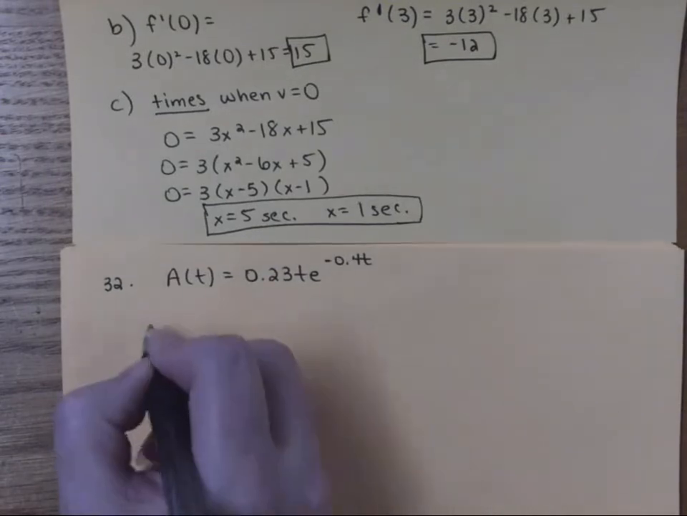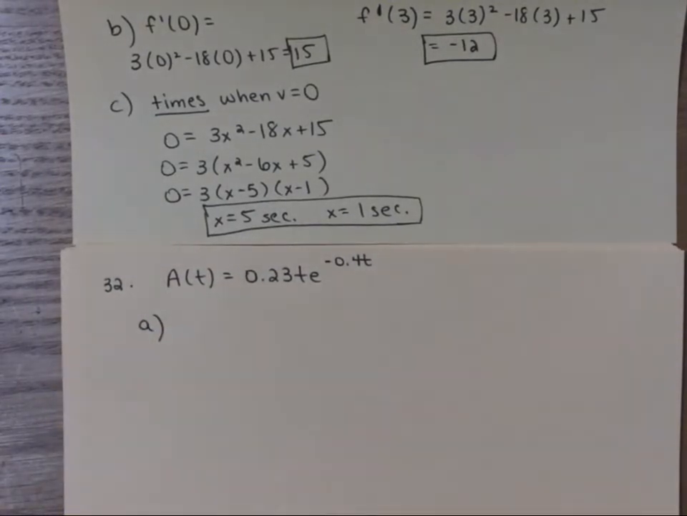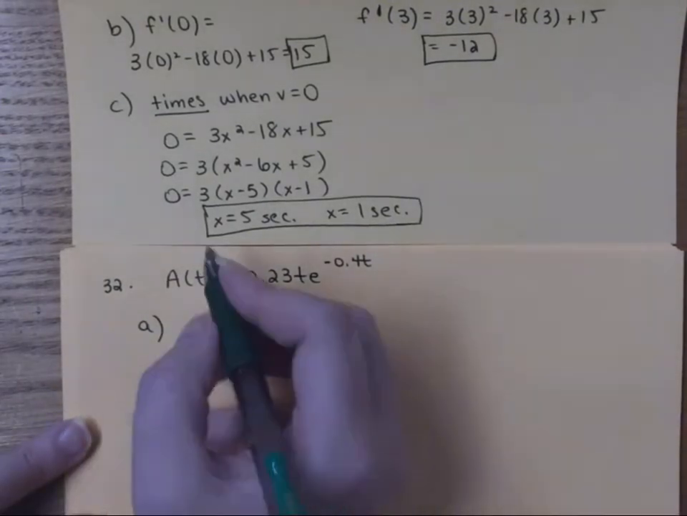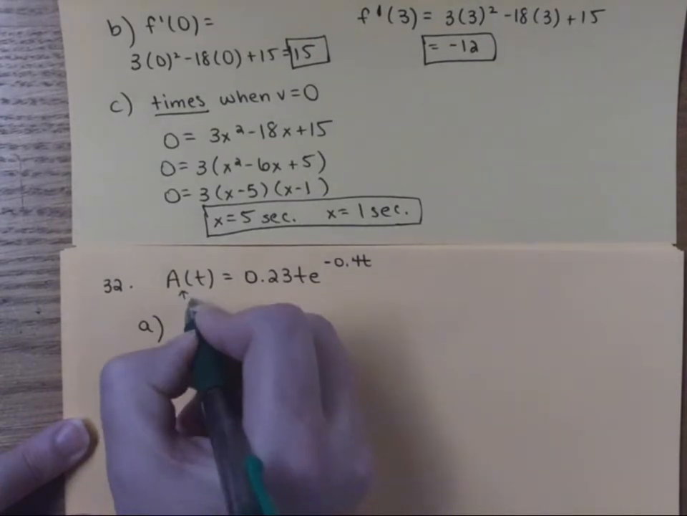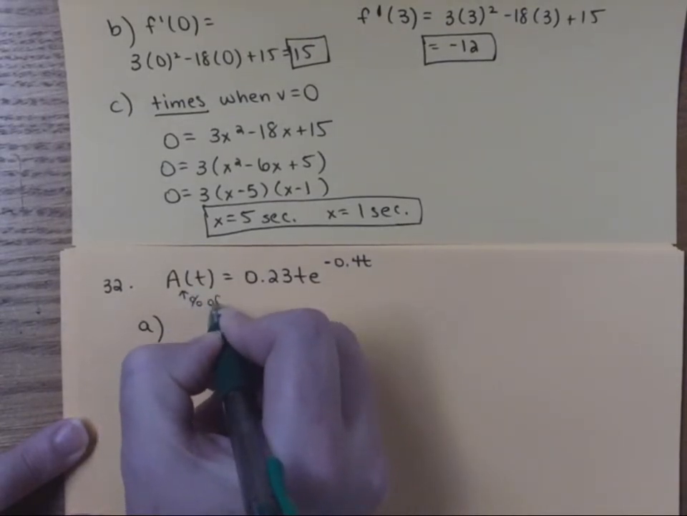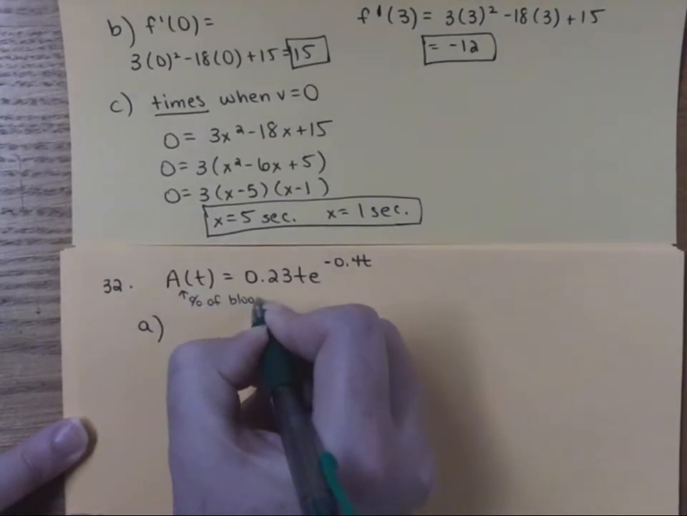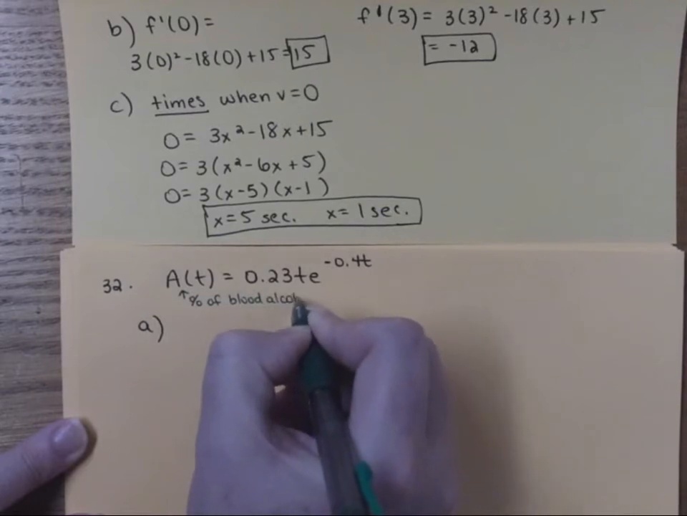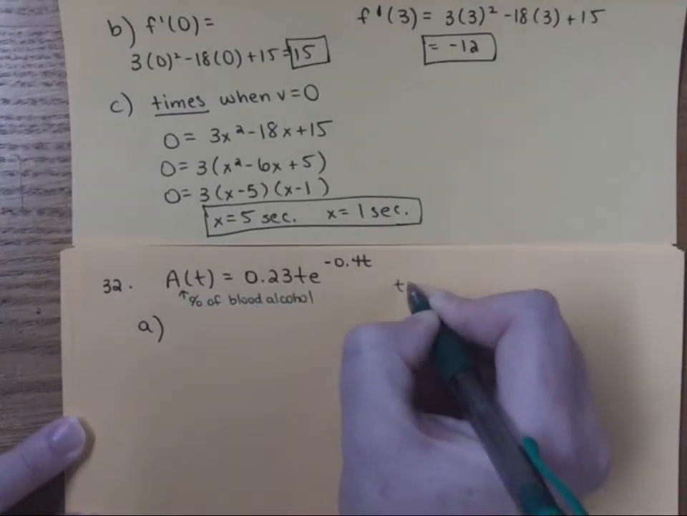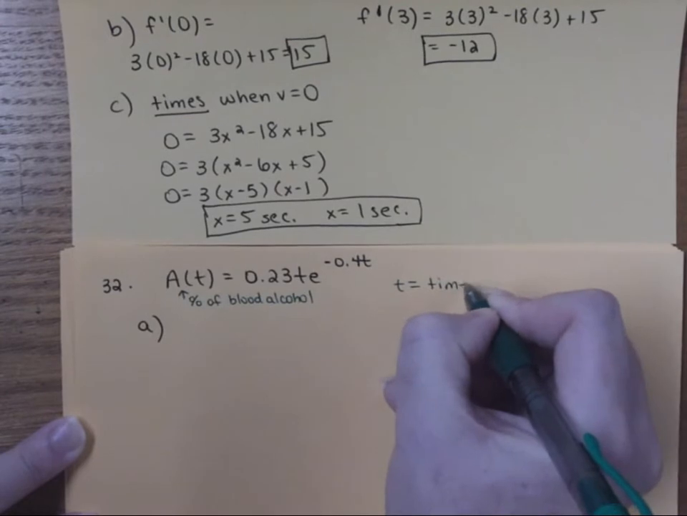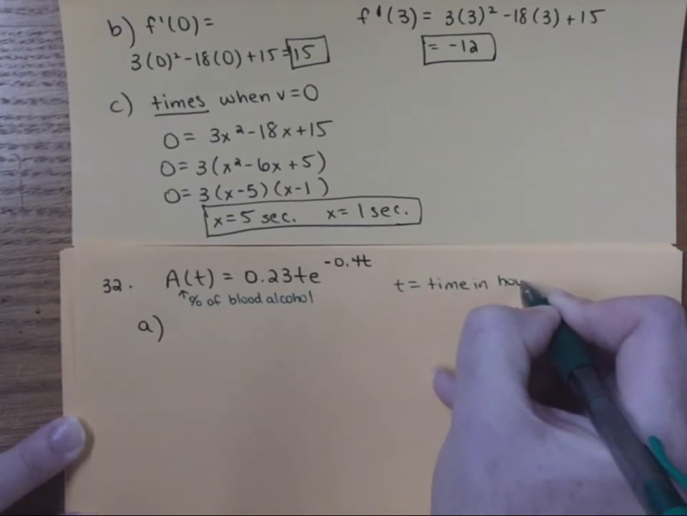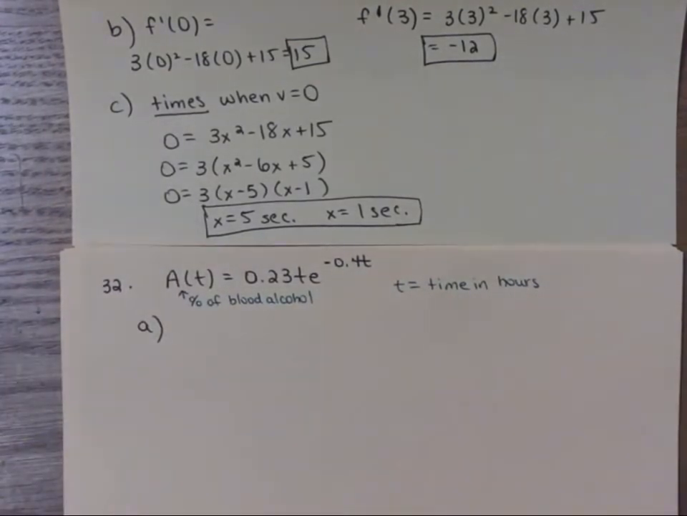Notice part A says, what's the percentage. Before we start though, let me just say this: make sure you read the problem. Like, this is the percentage of blood alcohol, and T is the time in hours. Always make sure you read through the problem and see what the variables actually represent before you just jump in. And that'll help us with part A.